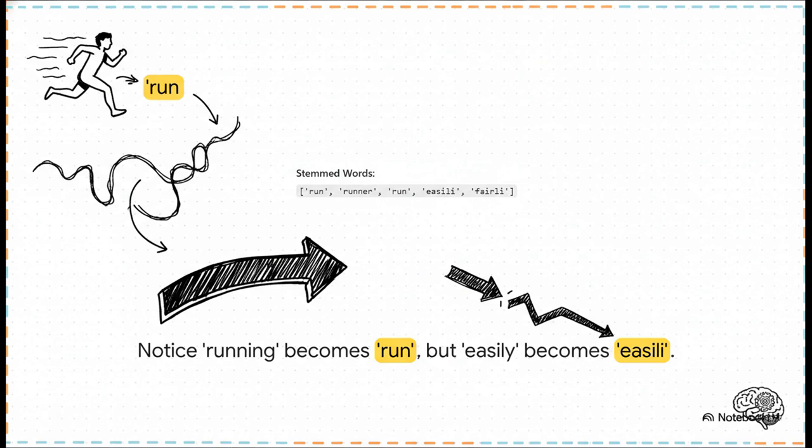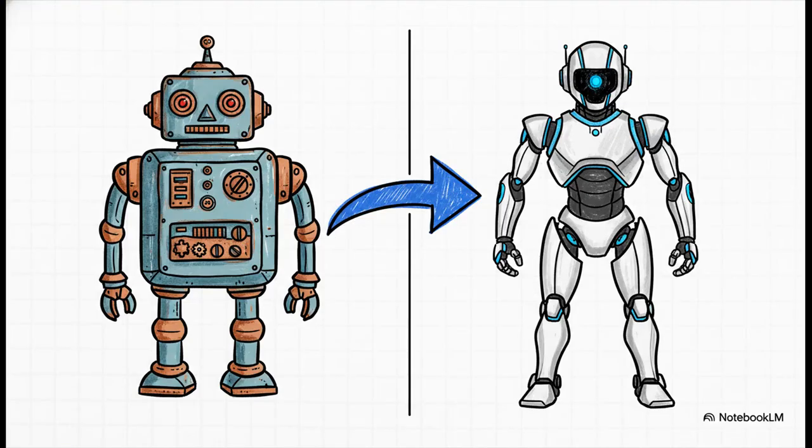But then look at easily and fairly. They get chopped down to easili and fairli, which are not real words. This really shows you both the power and the, let's say, crudeness of stemming. It gets the job done, but it's not pretty. And this brings us to a really important point. There isn't just one way to stem.